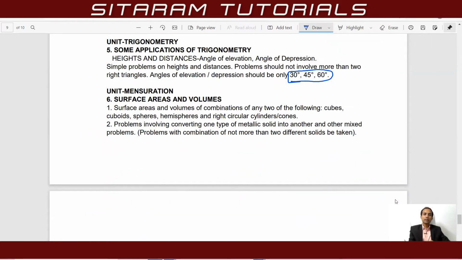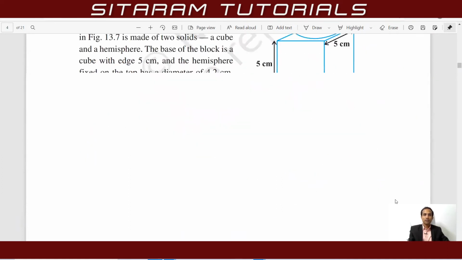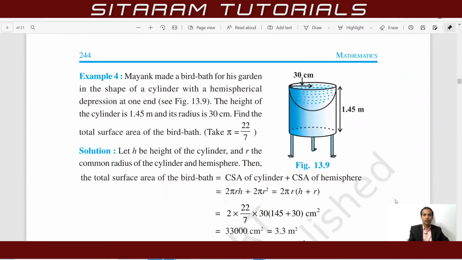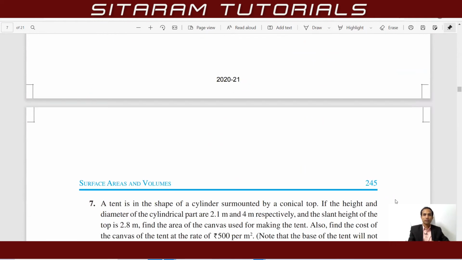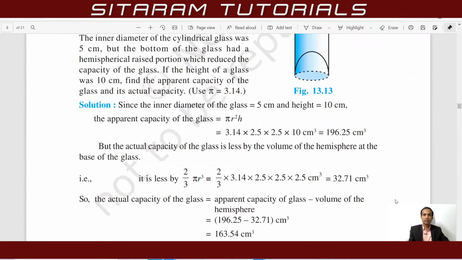Now going to the next topic, that is surface areas and volumes. In this chapter, frustum is not mentioned. So the questions related to frustum of a cone are not there in the syllabus. That is not mentioned in the syllabus. So that is deleted. Let us see. So example 1 is there, example 2 is also there, example 3 is also there. These all are going to be there. Exercise 13.1 complete exercise is going to be there. And next is combination of solids. These are going to be there.